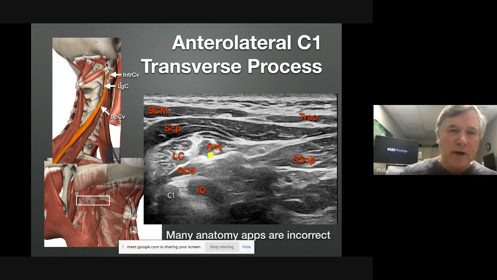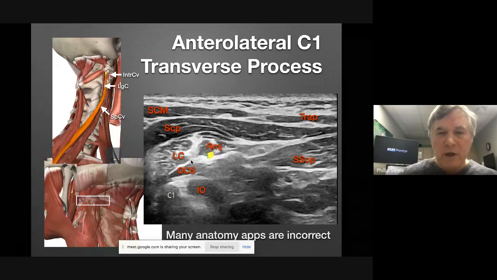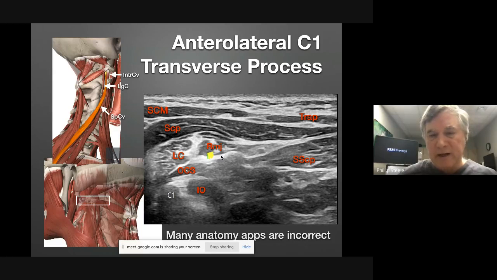They're showing longissimus going underneath these muscles, and in reality, it goes over. Some anatomy apps have this correct, but it's important to understand that relationship. And then here's Rectus Capitis major coming in over here underneath these other structures.